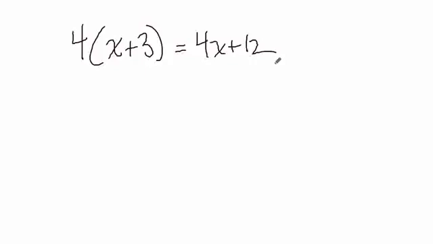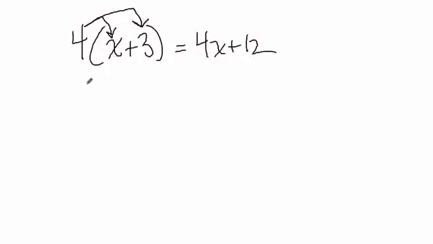Hopefully you remember that you take the quantity or expression on the outside and simply multiply it by everything inside. So 4 times the first blob, the x, and then 4 times 3. You end up with the product 4 times x and then 4 times 3, which gives 12. That is distribution.